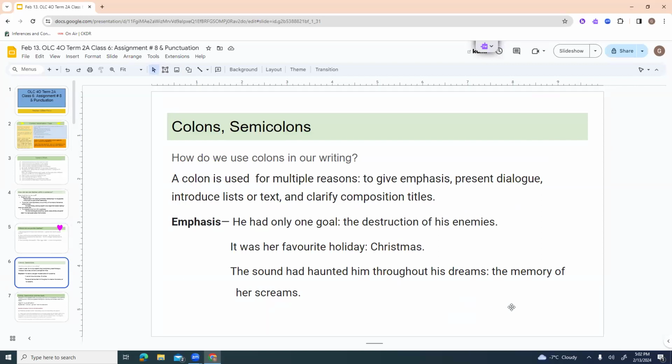Okay, colons and semicolons. How do we use colons in our writing? A colon can be used for multiple reasons: to give emphasis, to present dialogue, to introduce lists or text, and to clarify composition, like book titles.